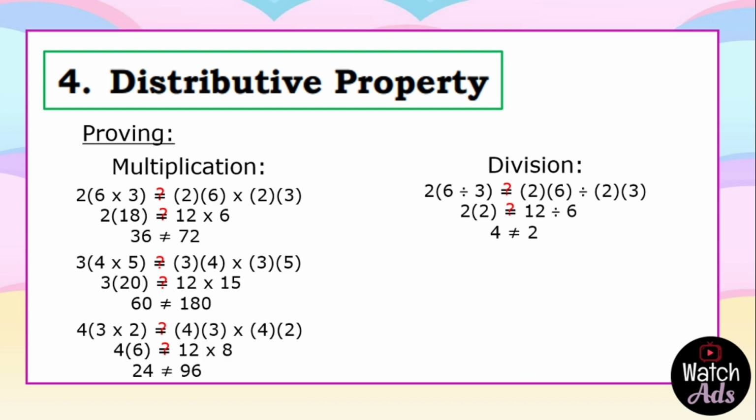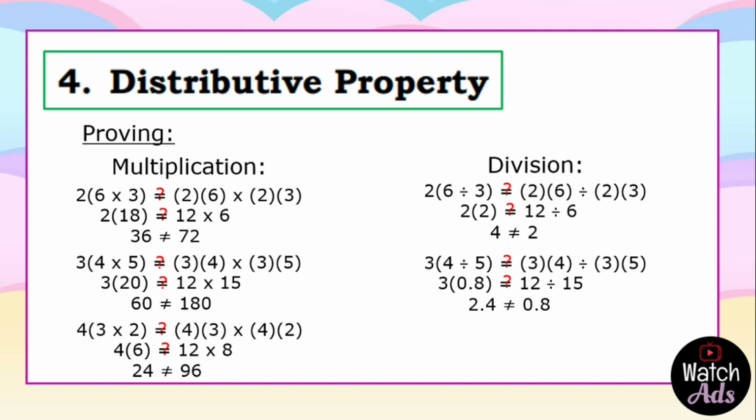We have our examples here. 2 multiplied to the quantity of 6 divided by 3 should be equal to 2 multiplied by 6 divided by 2 multiplied by 3. Now on the left side of the equation, we have to divide 6 and 3 first because that is inside the parenthesis. That gives us 2 multiplied by 2. And the right side of the equation, that gives us 12 divided by 6. The final answer is 4 should be equal to 2, and that is not equal.